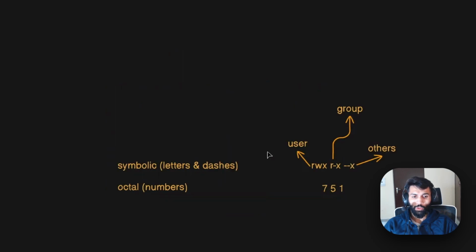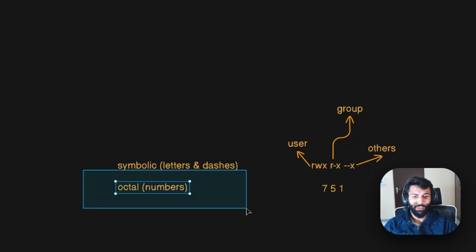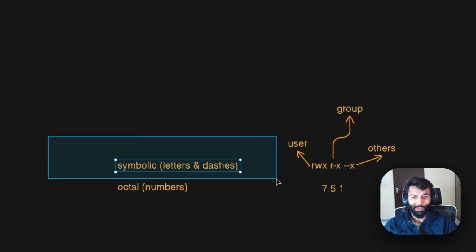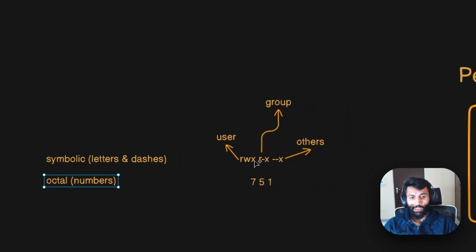There are two ways of representing a permission. One is called symbolic representation and the other one is octal representation. The symbolic representation uses letters and dashes, but it's easier to understand. The octal representation uses numbers. Now let's take a look at this string. This is a string of 9 characters: R, W, X, R, dash, X, dash, dash, X.